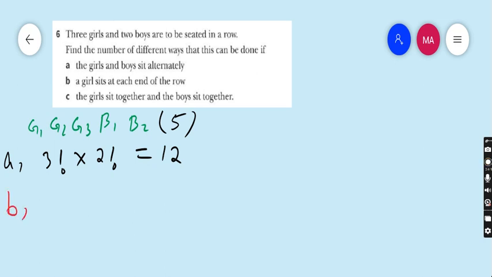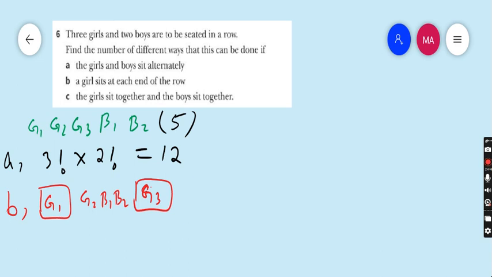A girl sits at each end of the row. It means if we fix, for example, G1 in the first place and G3 in the last place, for example, so we have G2, B1, B2.